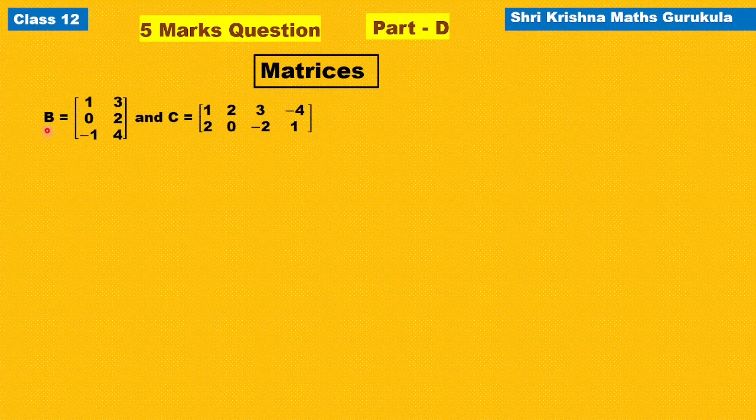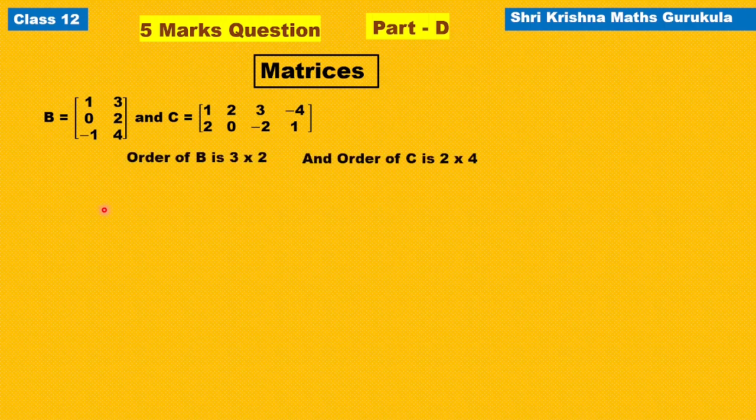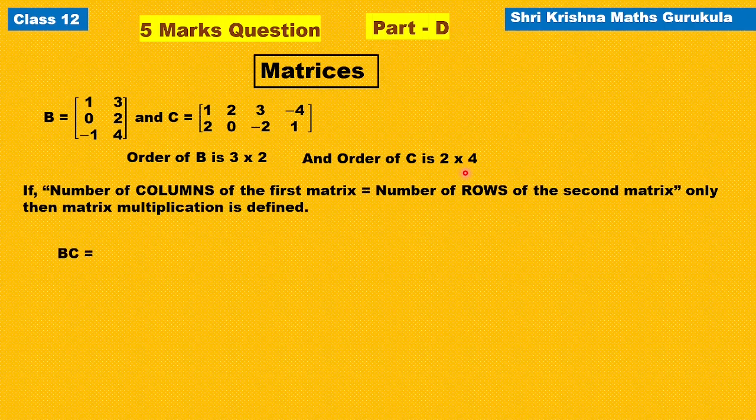I am considering matrix B and matrix C. We'll check the orders now. Order of matrix B is 3 cross 2 and order of matrix C is 2 cross 4. Now you can see these two matrices are compatible for multiplication and the resulting matrix will be of the order 3 cross 4. Clear? Yes.